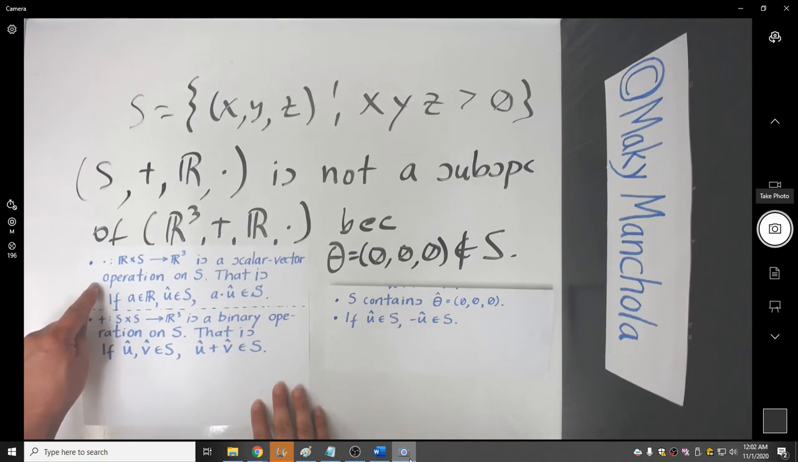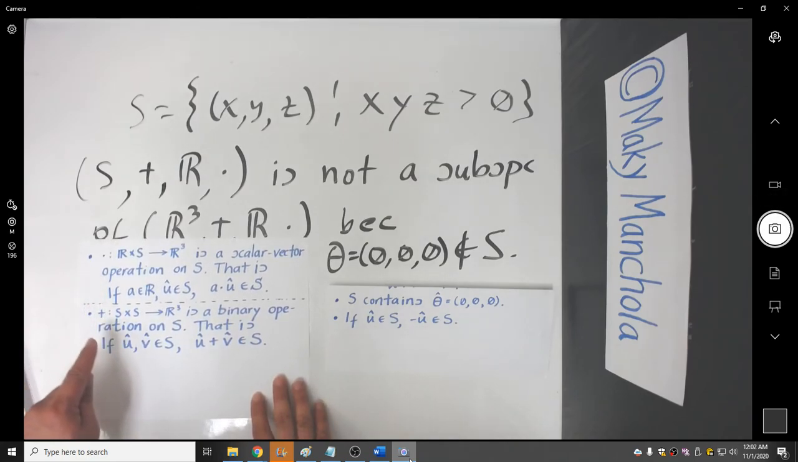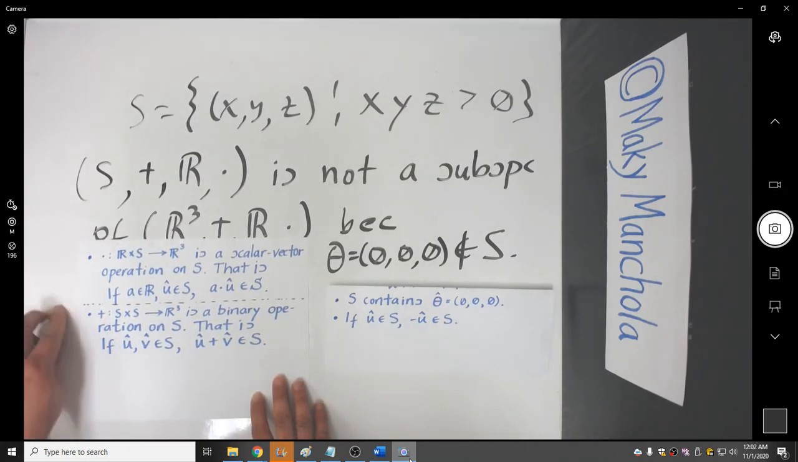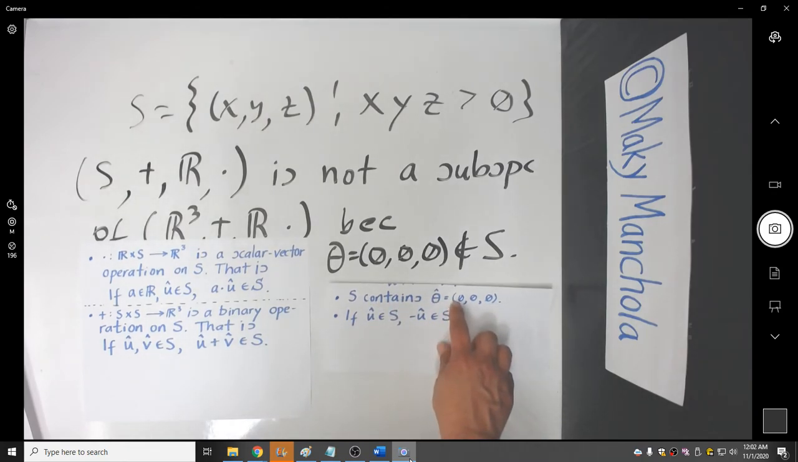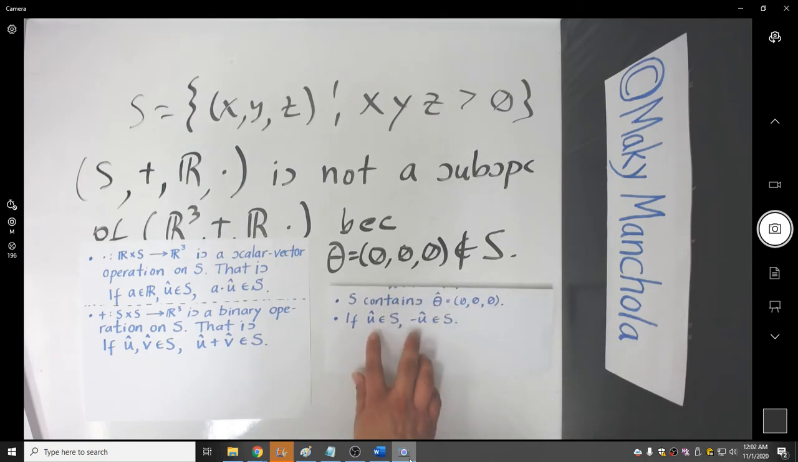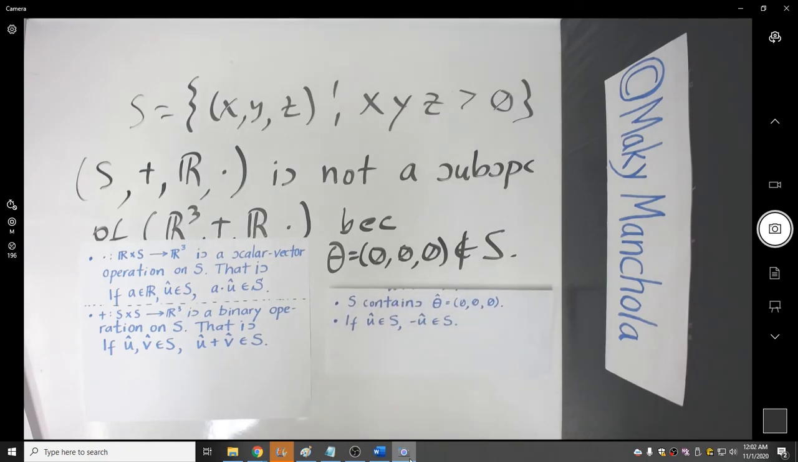So we checked the closure of scalar multiplication, closure of addition, the containment of the additive identity, and the containment of additive inverses. These are 4 properties. Our notes are telling us that there are 3 properties. Well, let's investigate why that's the case.